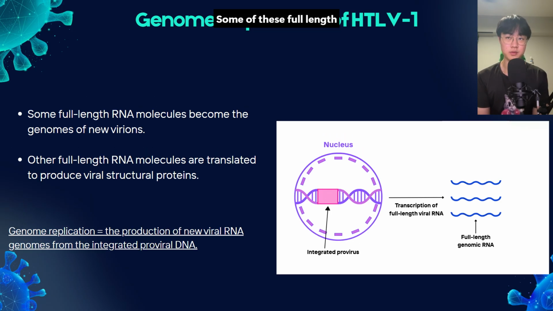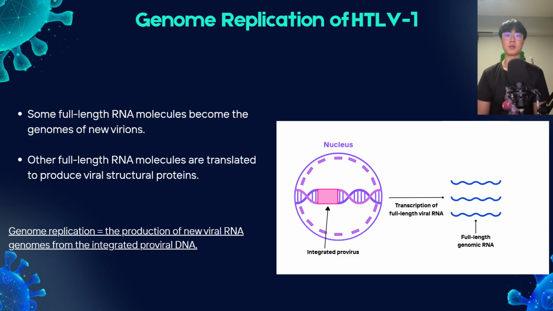Some of these full-length RNA molecules become the genomes that will later be packaged into newly formed virions. Other full-length RNA molecules may also be used in the production of viral structural proteins. So, genome replication in HTLV1 is essentially the production of new full-length viral RNA from the integrated proviral DNA.